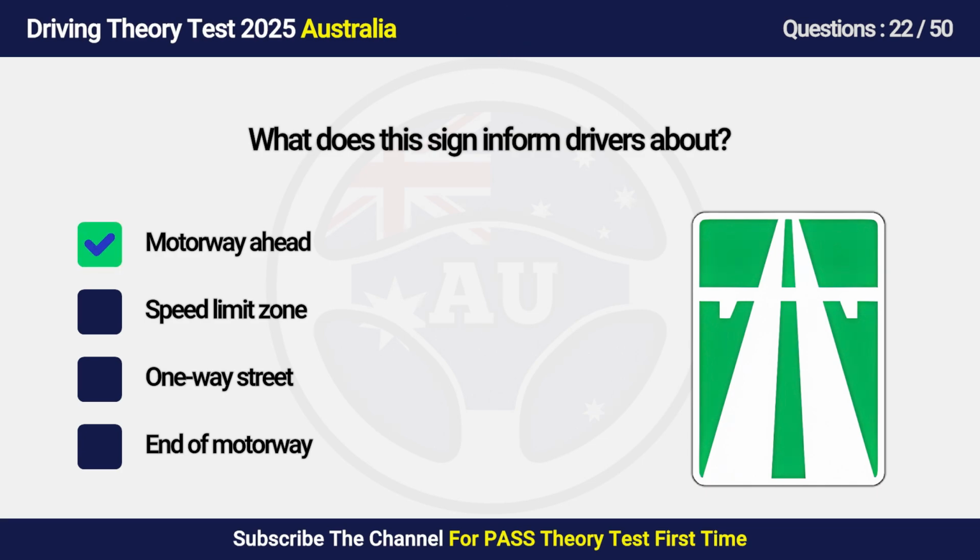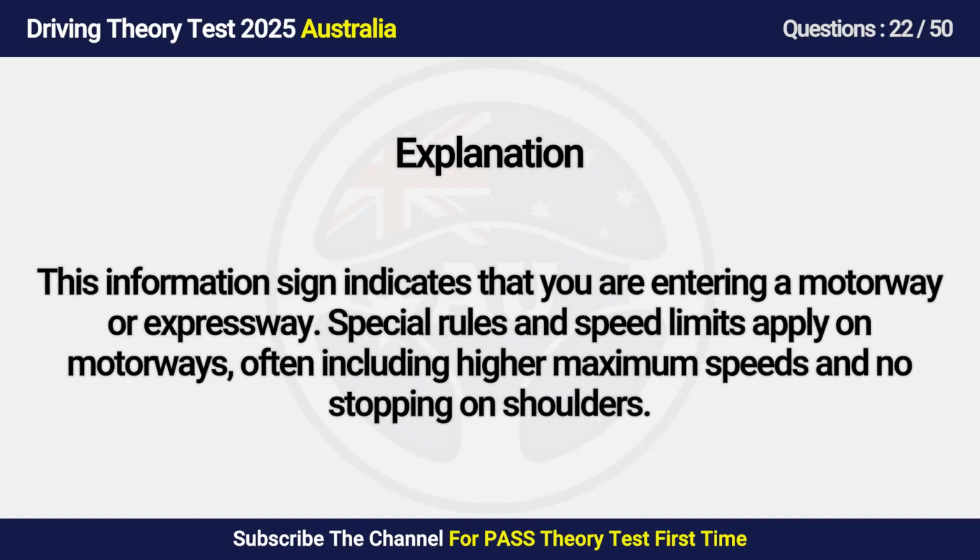Answer is A. Motorway ahead. This information sign indicates that you are entering a motorway or expressway. Special rules and speed limits apply on motorways, often including higher maximum speeds and no stopping on shoulders.